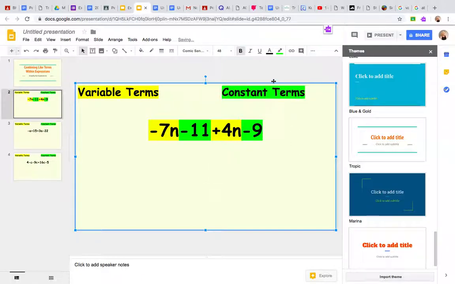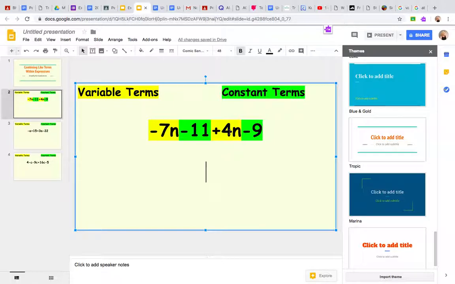Now that I have finished highlighting, I can see more clearly what it is that I need to combine. Whenever you're looking at your variable terms, the thing that we need to be looking at are the coefficients. The coefficients are the numbers that are inside your variable terms. Those are what we're actually going to be combining or doing the math on. So I have this negative 7 and a positive 4.